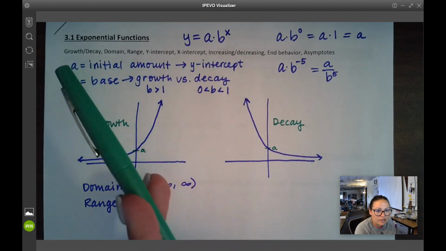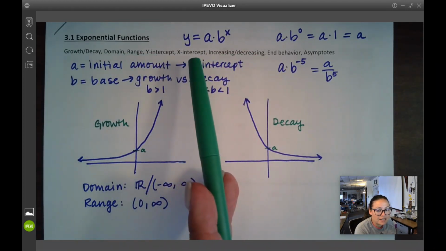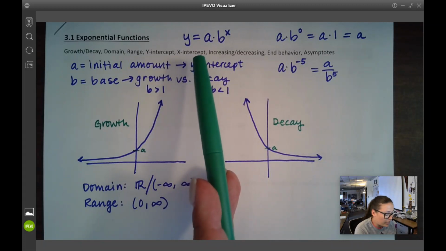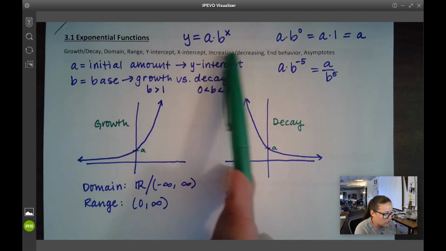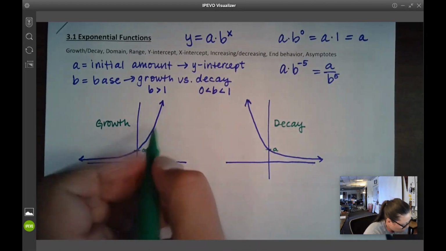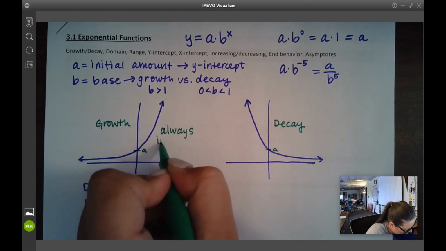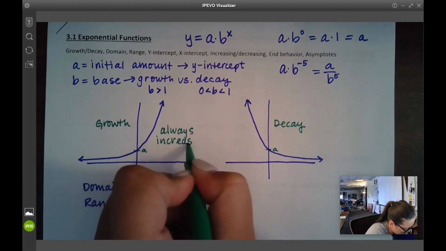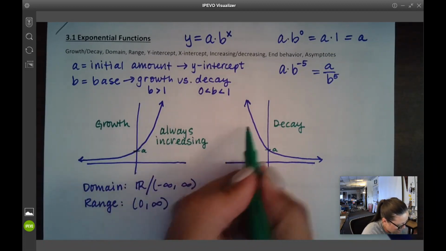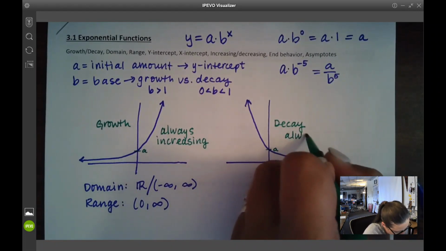Next thing, so we talked about growth versus decay. We talked about domain, range, y-intercept, x-intercept. There are no x-intercepts. Increasing or decreasing. Exponential growth is always increasing. There's never a moment where it's decreasing. And then the opposite is true for decay. Decay is always decreasing.